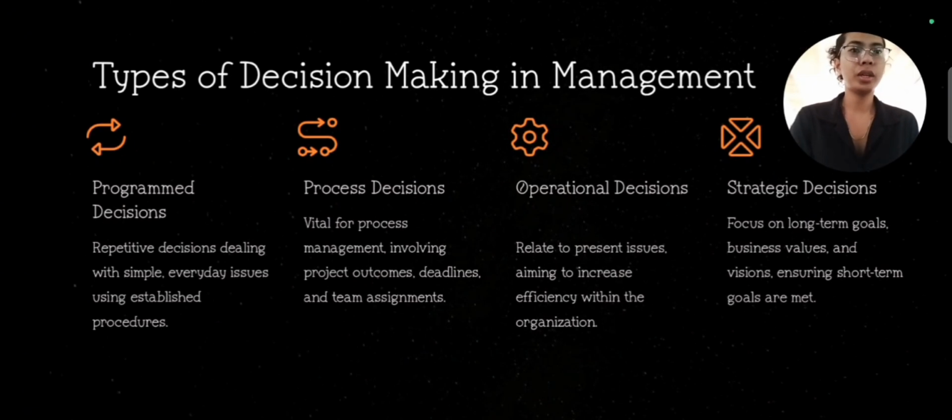Types of decision making in management. Programmed decisions: repetitive decisions dealing with simple everyday issues using established procedures. Process decisions: vital to process management, involving project outcomes, deadlines, and team assignments. Operational decisions: relate to present issues, aiming to increase efficiency within the organization. Strategic decisions: focus on long-term goals, business values, and visions, ensuring short-term goals are met.